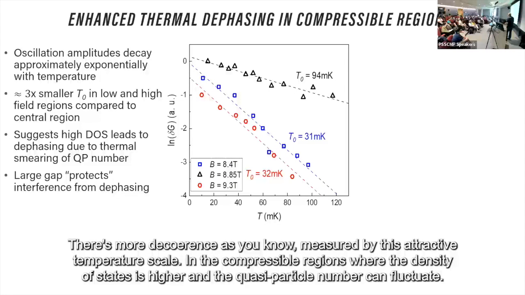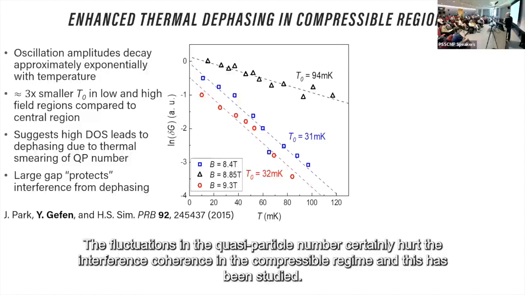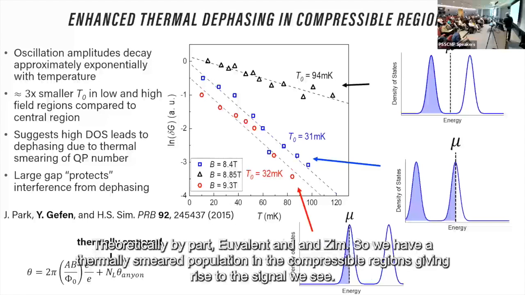There's more decoherence, as measured by this extracted temperature scale, in the compressible regions, where the density of states is higher and the quasi-particle number can fluctuate. Okay, so the large gap protects interference in the incompressible regime, and the fluctuations in the quasi-particle number certainly hurt the interference coherence in the compressible regime. So this has been studied theoretically by Park, Yuval-Jeff, and Sim. So we have a thermally smeared population in the compressible regions giving rise to the signal we see.